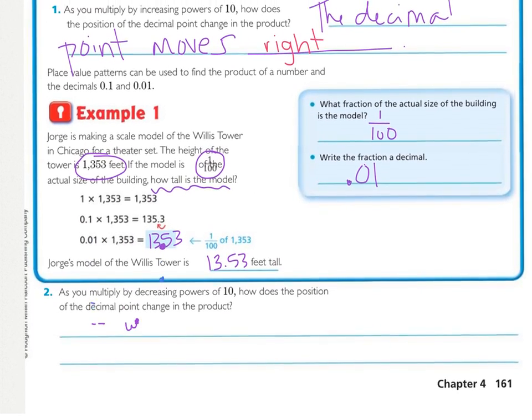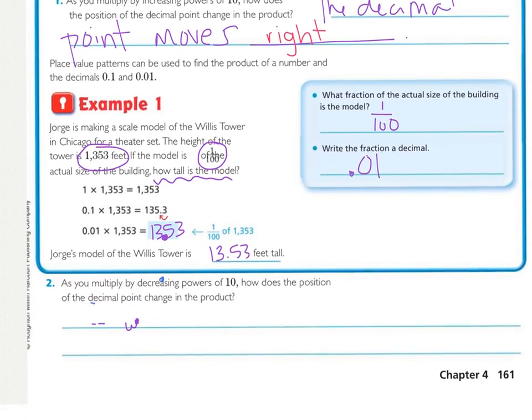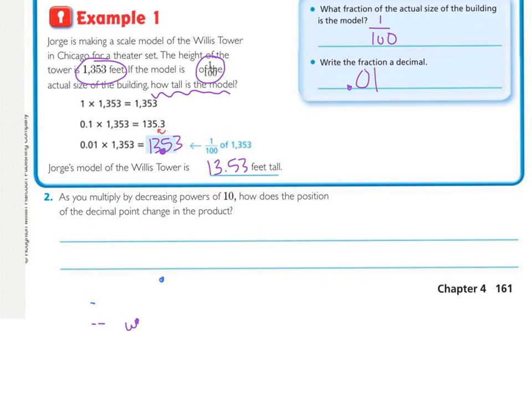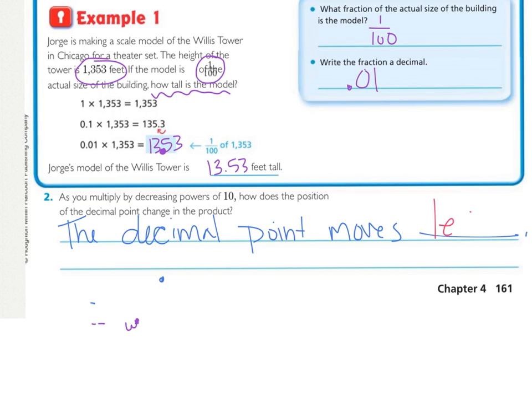Now on question number 2, sorry, some of my symbols aren't moving. As you multiply by decreasing powers of 10, how does the position of the decimal point change in the product? So remember, 1/100th is smaller than a whole number, and so that's why it's decreasing, they're getting smaller and smaller. So we would write the decimal point moves blank. In which direction does it move? It moves left.